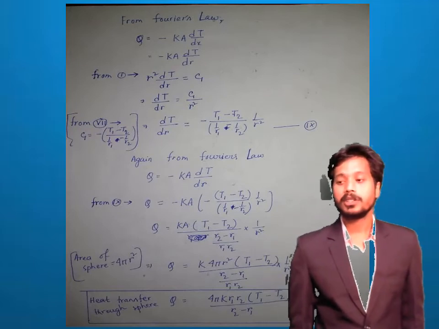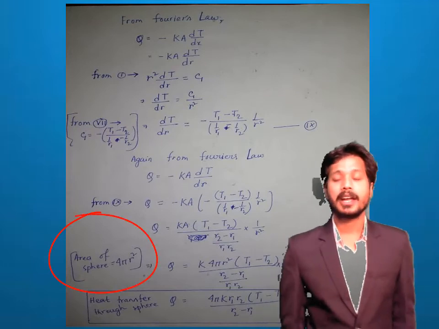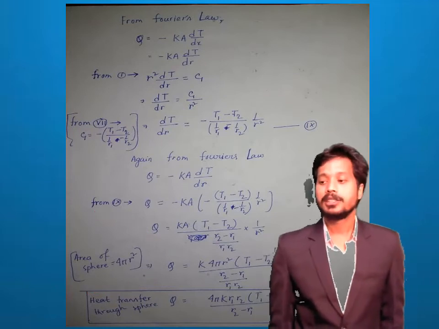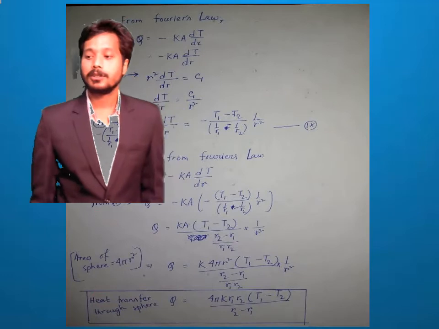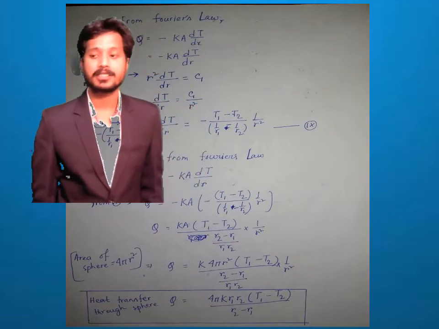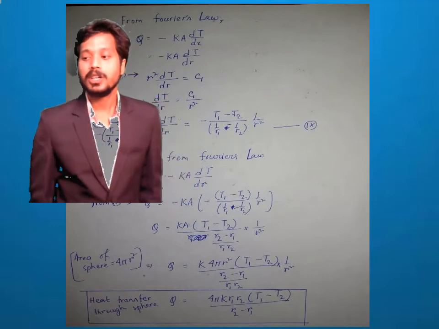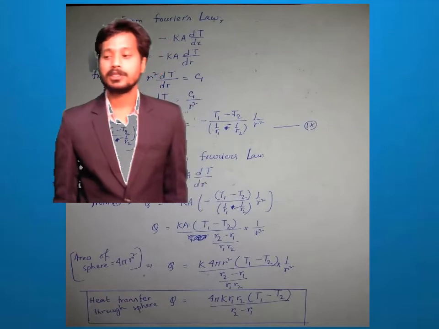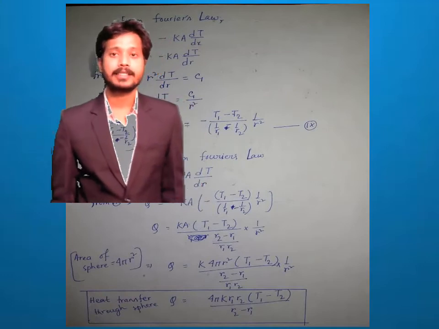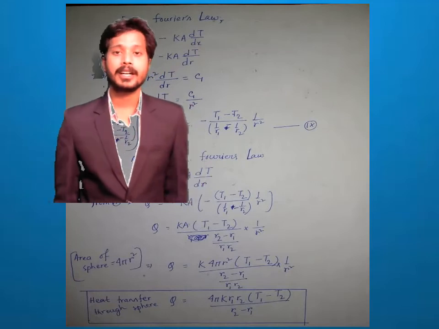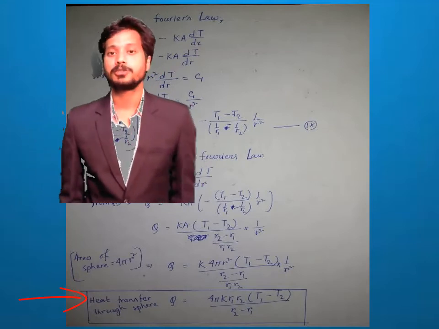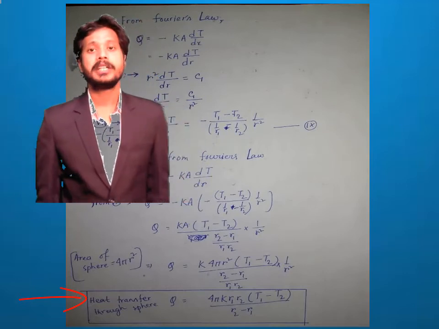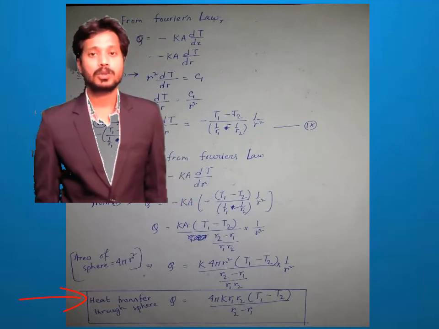Here we already know the area of a sphere. The area of a sphere is 4 pi R square, so I can put 4 pi R square in the place of A. It comes Q equals K into 4 pi R square into (T1 minus T2) divided by ((R2 minus R1) by R1 R2) into 1 by R square. Next, this R square and R square we can cancel from up and down. So finally the formula of heat transfer for a spherical product is Q equals 4 pi K R1 R2 into (T1 minus T2) divided by (R2 minus R1).